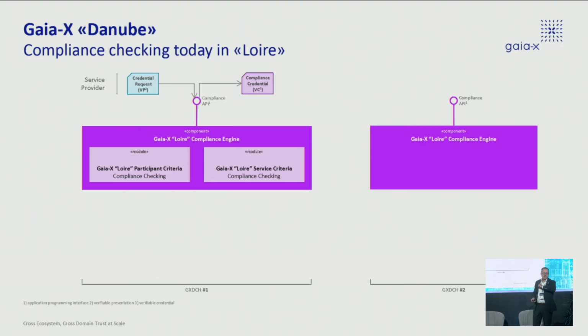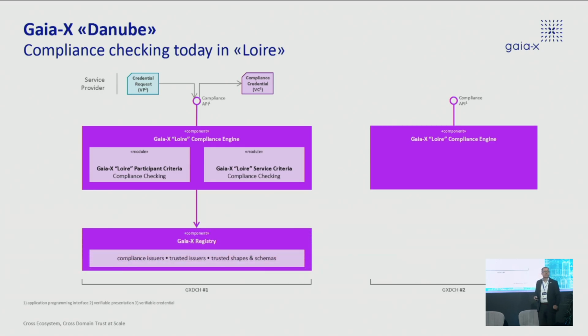One thing which we generalized a little bit in Danube is that the clearinghouses rely on common databases. This is important for trust, that you have to share something.